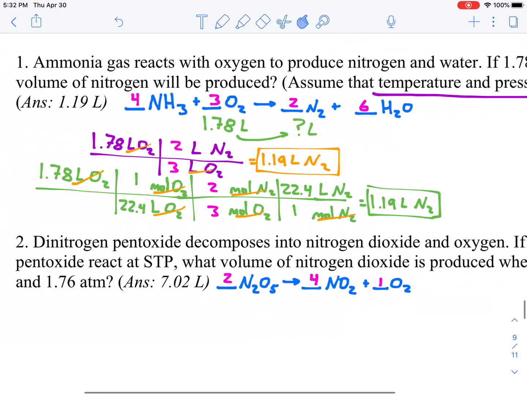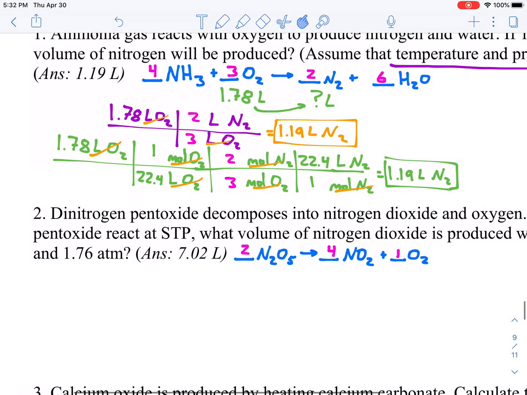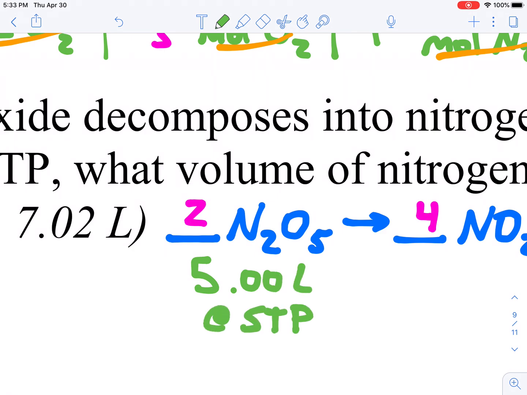So in number 2, here's what we're told. We're told that we have 5 liters of dinitrogen pentoxide, and we're furthermore told that that is at STP. So let's write that in here. We have 5.00 liters of this, and it is at STP, which means if it's at STP, we can exploit that liter to mole ratio.